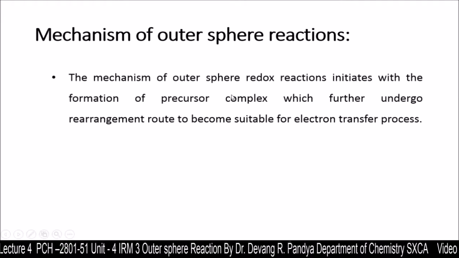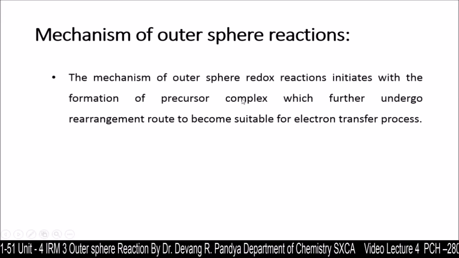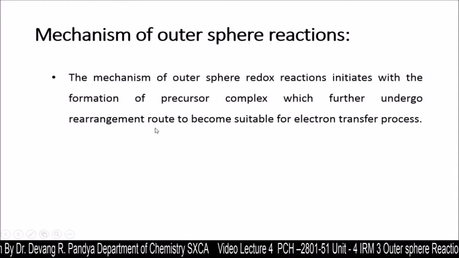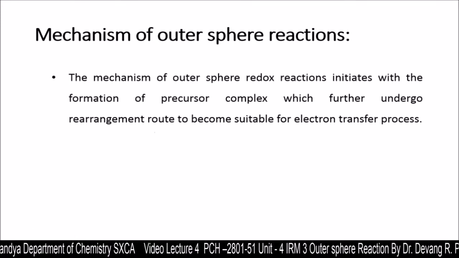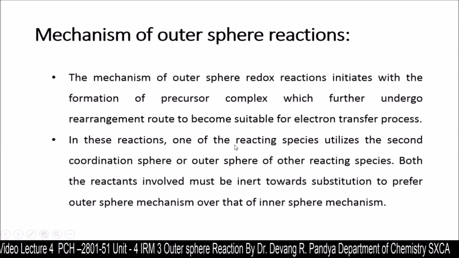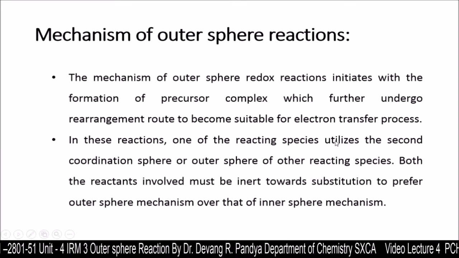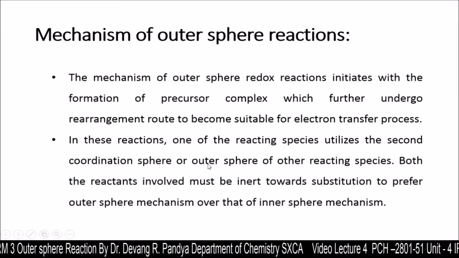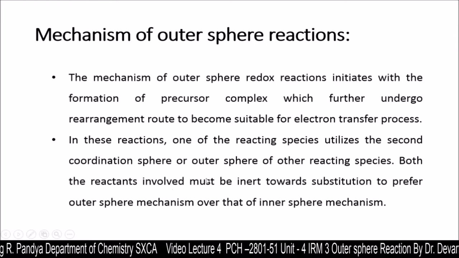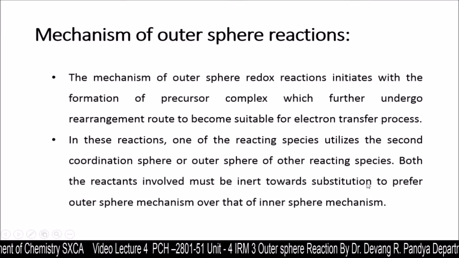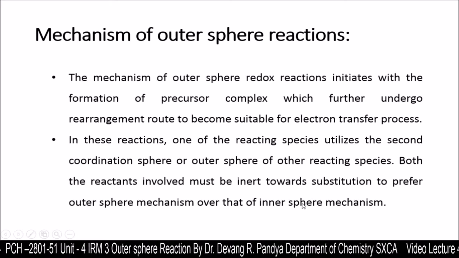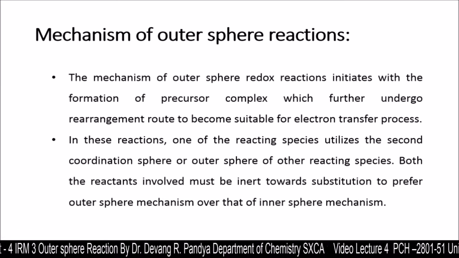The mechanism of outer sphere redox reaction initiates with the formation of a precursor complex, which further undergoes rearrangement to become suitable for the electron transfer process. In these reactions, one of the reacting species utilizes the second coordination sphere or outer sphere of the other reacting species. Both the reactants involved must be inert towards substitution to prefer the outer sphere mechanism over the inner sphere mechanism, and there should be an absence of a bridging ligand as well.